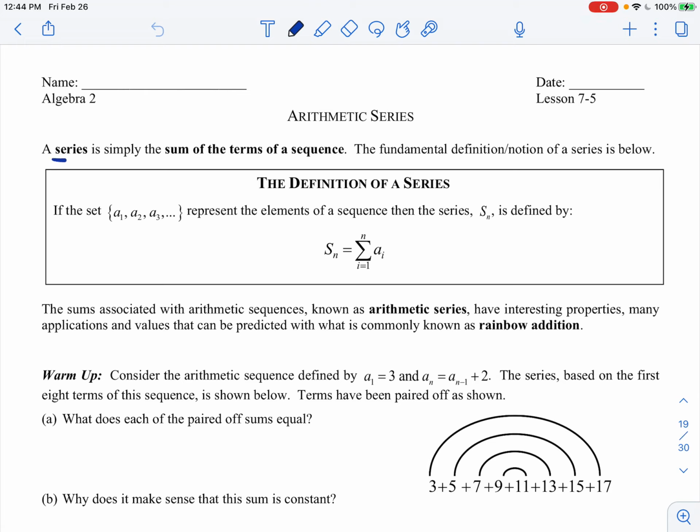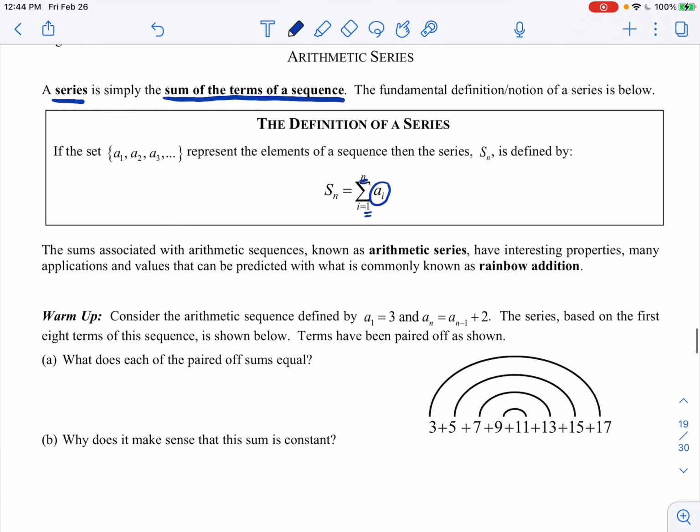So that's how we define it: when you see the terms in a sequence being added together, instead of referring to it as a sequence, we can now refer to it as a series. So an arithmetic series is when we specifically want to find the sum from a sequence of terms that are arithmetic in pattern. Again, this is just sigma notation saying whatever these terms are, you're going to take them starting with the first term up to the nth term, and you're going to add them one by one.